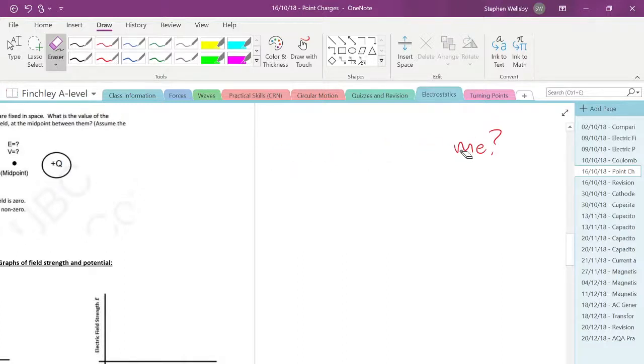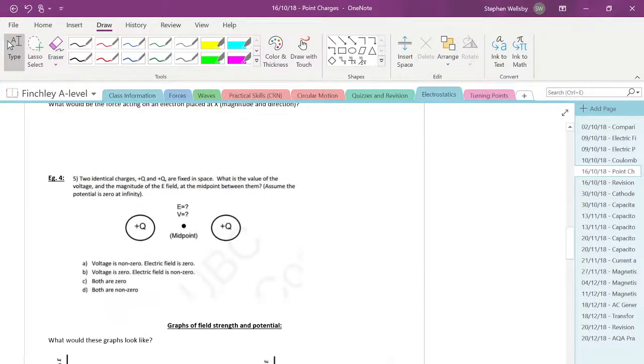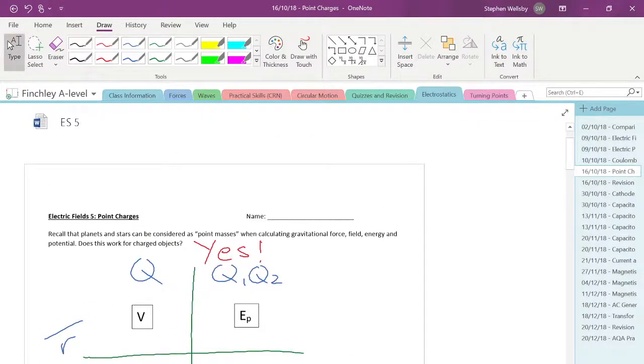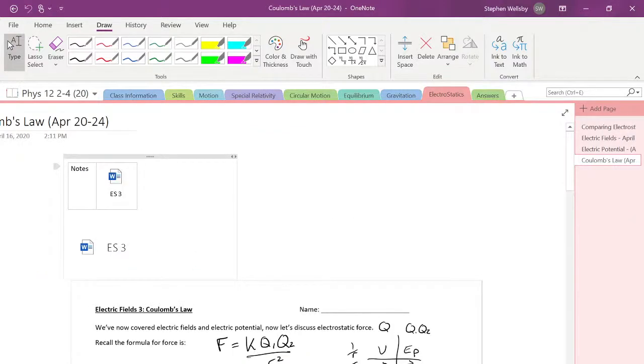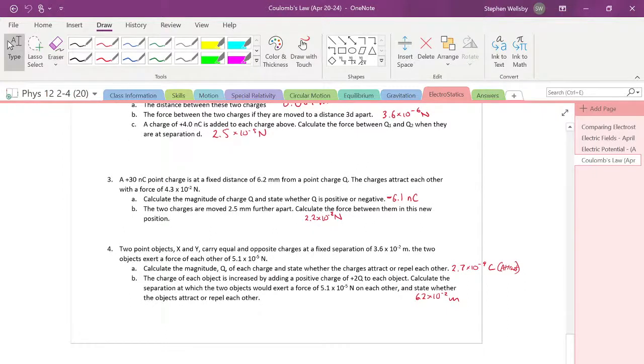There was one question that was posted on the classroom, and that was the question from this worksheet, question 4. Two point objects X and Y have equal and opposite charges at a fixed separation of 3.6 centimeters. The two objects exert a force of this amount on them. What is the magnitude of each charge? And state whether the charges attract or repel each other.